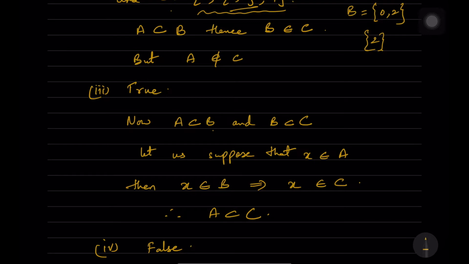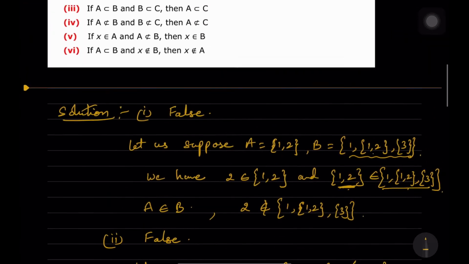You can see which is bigger. Because this is the subset, this is bigger. This is the subset, this is bigger. And among all the three, C is the bigger one. Therefore definitely A will be a subset of C. So this statement is true.